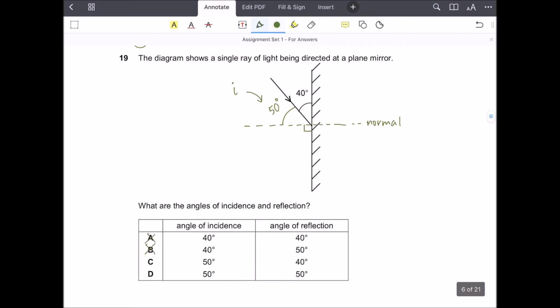Those of you who put A and B, please be careful next time. Now when you look at reflection, you must know that the angle of incidence and the angle of reflection are equal. This is due to your law of reflection. Again, angle of reflection is always the angle between the normal and the ray. So the ray is called the reflected ray.